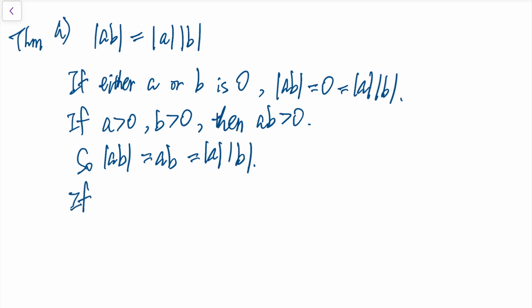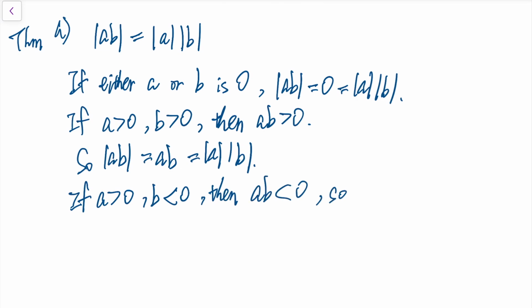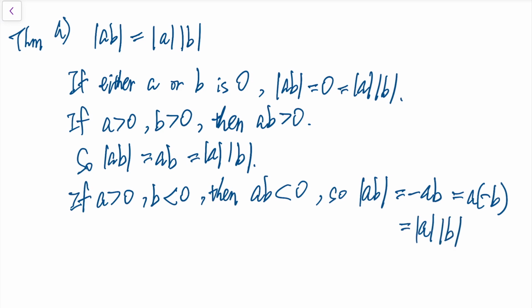If A is greater than 0 and B is less than 0, then AB is less than 0. So the absolute value of AB is equal to negative AB, which is equal to A times minus B, which is equal to the absolute value of A times the absolute value of B. The remaining cases are treated similarly.